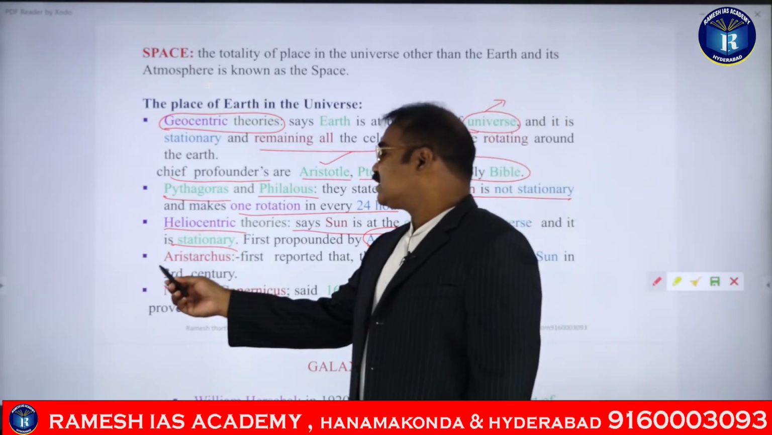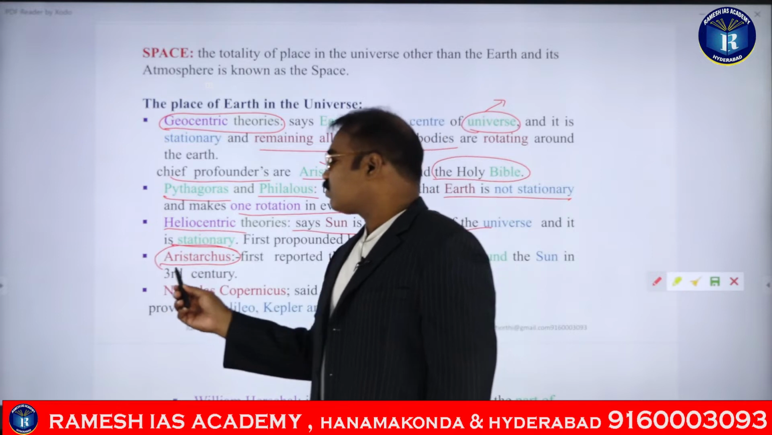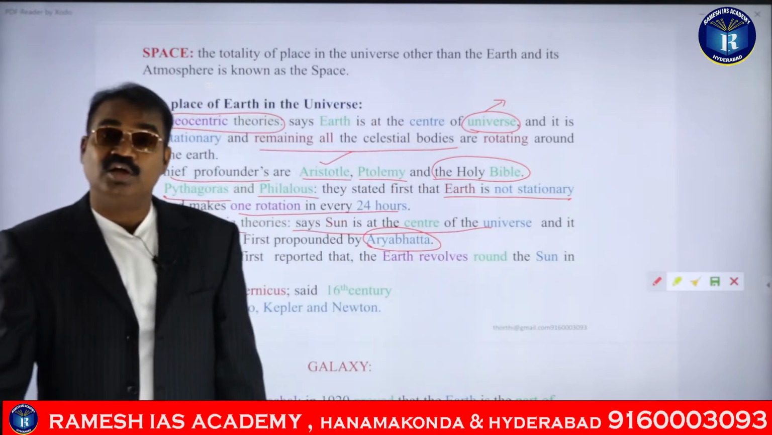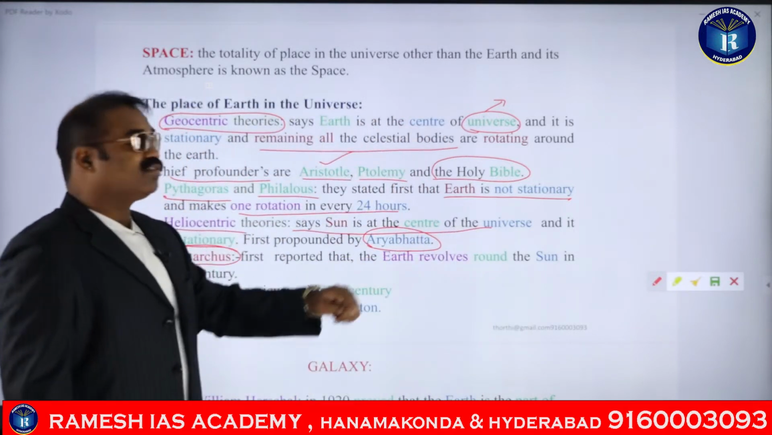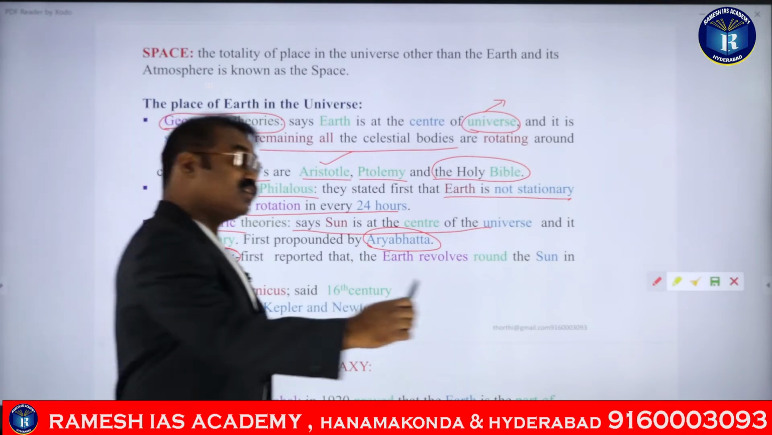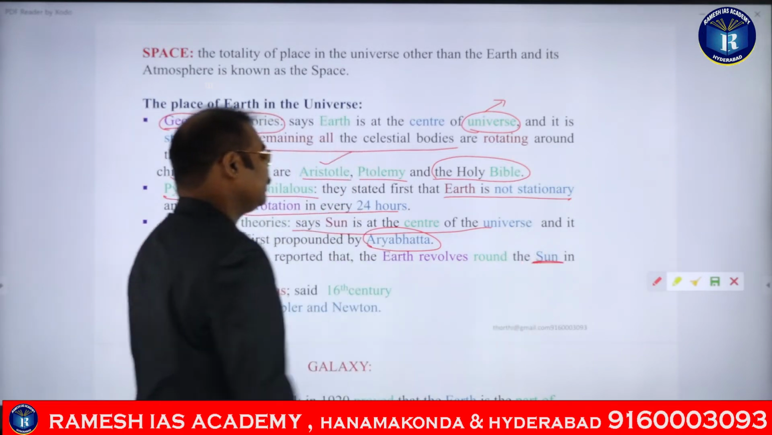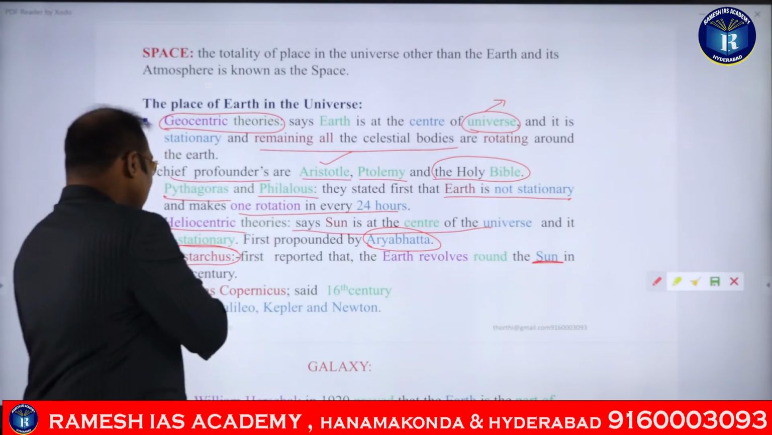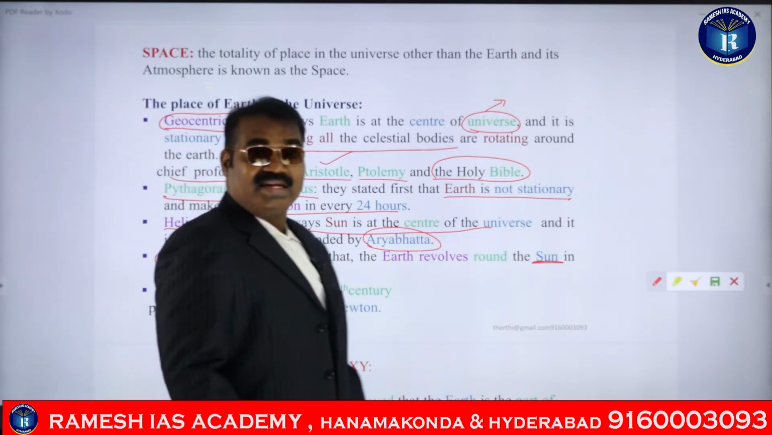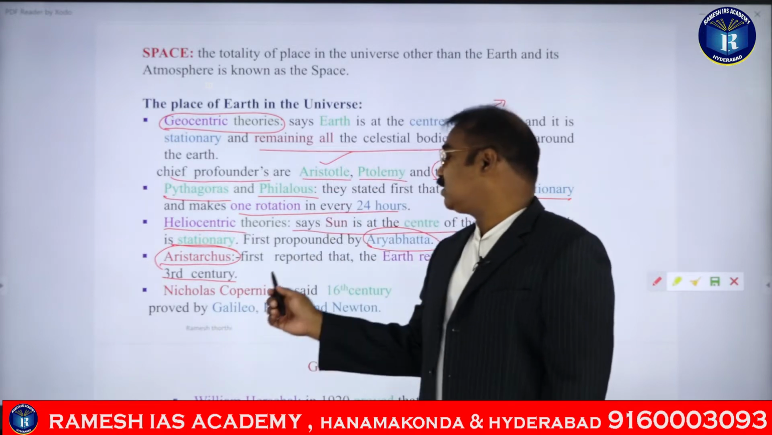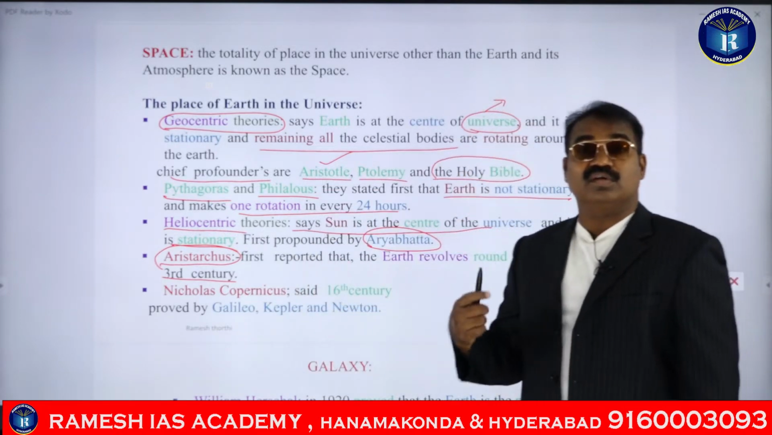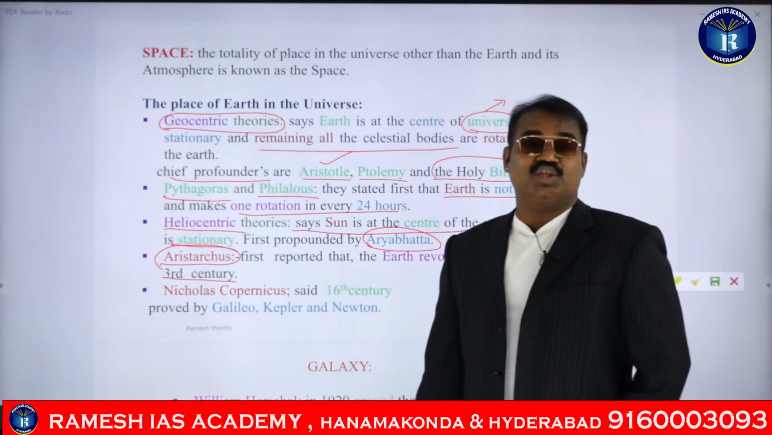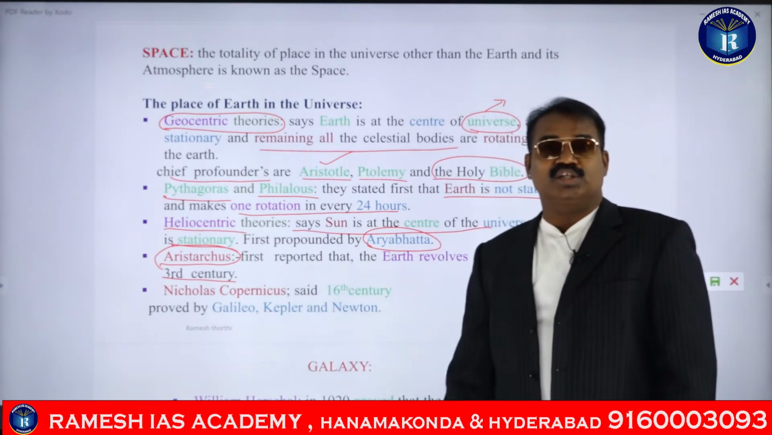Then Aristarchus was the first person to propound that the earth revolves around the sun. The earth revolves around the stationary sun, guys. And that was propounded in the 3rd century. Aristarchus first reported that the earth revolves around the sun, which is stationary, and that was in the 3rd century.